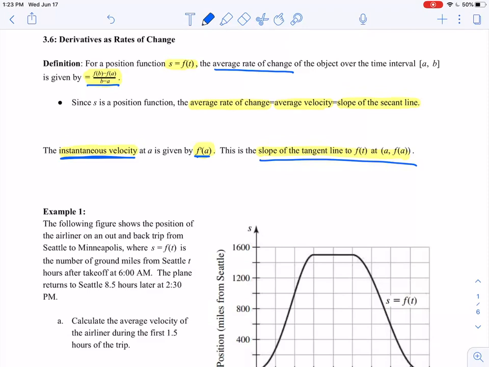But one is not necessarily better than the other. They both tell us two different things, and we may want to understand both of them. So we're going to practice looking at both here in this first example.